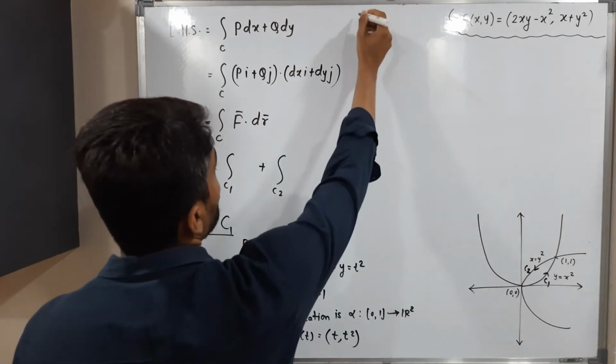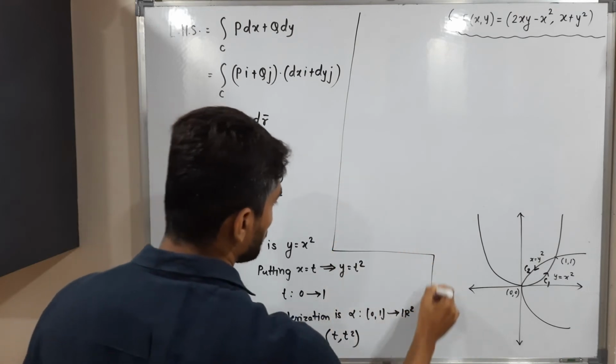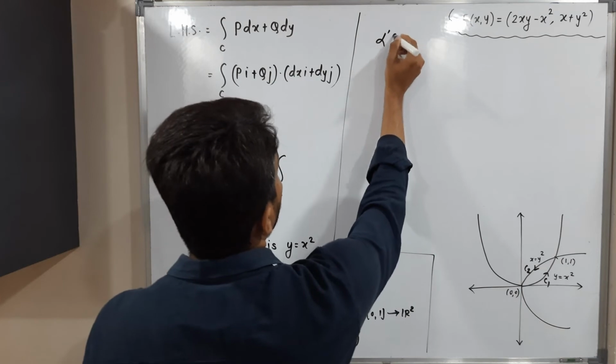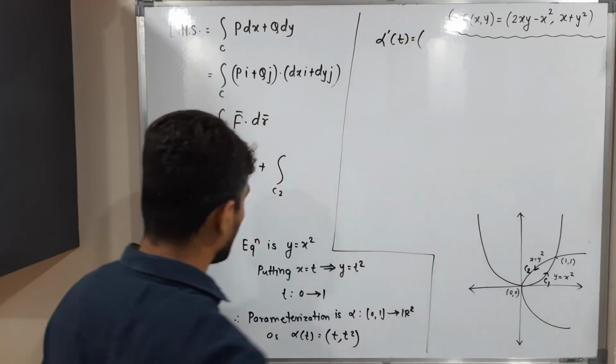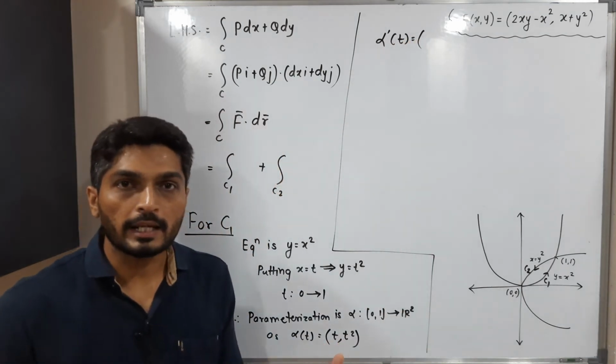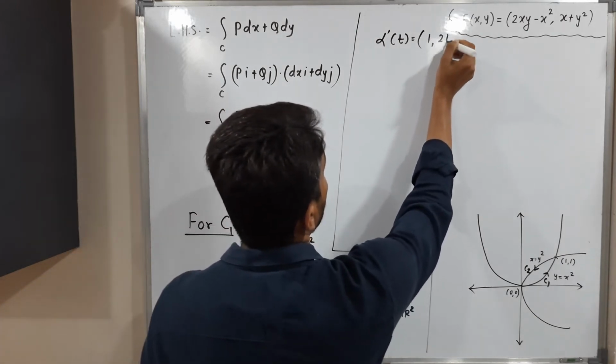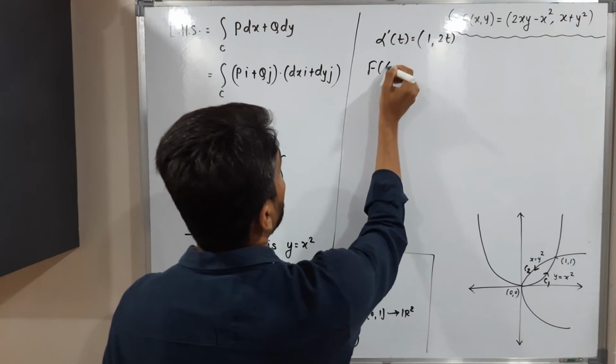I'm going to write here. So alpha dash of t, that means derivative. It has two components. We will take the derivative separately. Derivative of the first component, derivative of t is 1, derivative of t square is 2t. We got it. So now f of alpha of t.